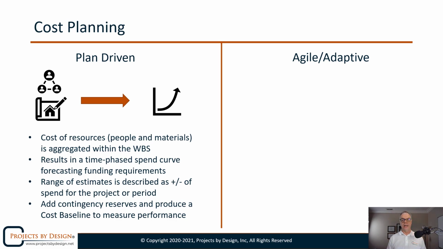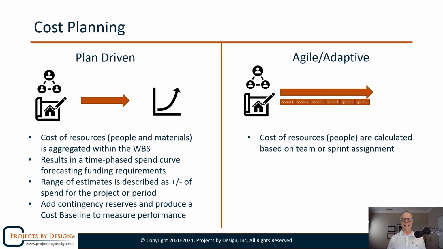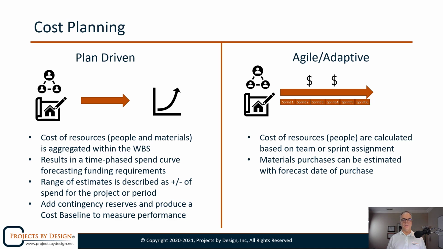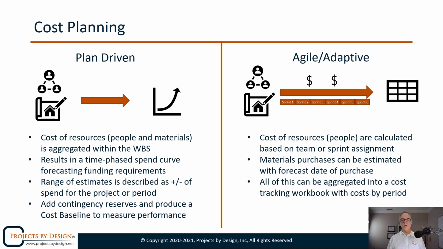With Agile Adaptive, as I mentioned, we're going to take those people and resources and we're simply going to assign them to sprints. The calculation of people resources is based on the team and sprint assignment. Who do you have per sprint? And if we need to purchase materials, those are point-in-time purchases that we can show at various points within the sprint cycles. All of this can be aggregated into a cost tracking workbook, which shows costs by period because the sprints have start and finish dates.